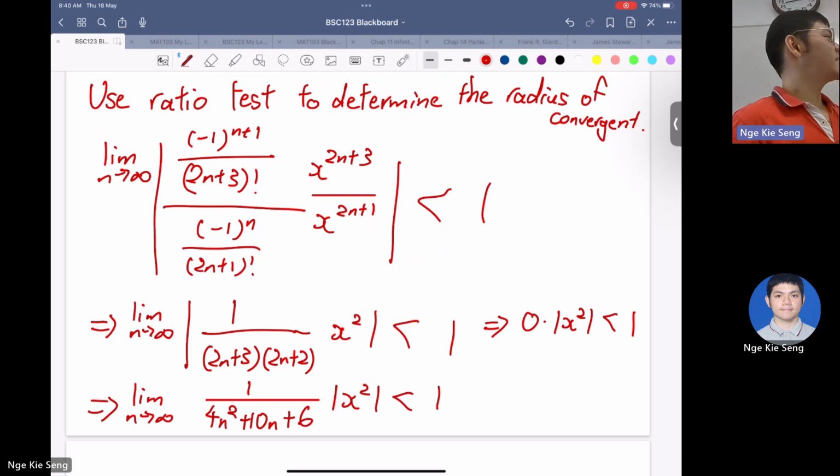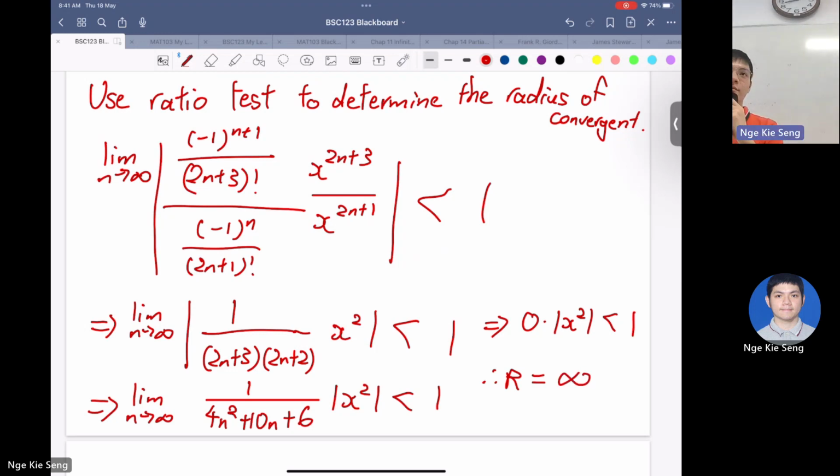What does this imply? Always 0. Okay, 0 is always less than 1, right? So no matter what x you put in, you just get 0. So it is true for any x. So the radius of convergence is what? Infinity. Okay, any point.